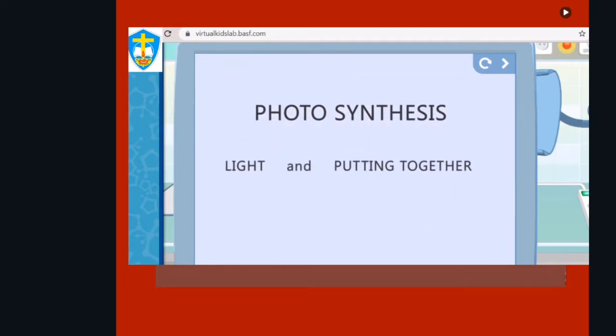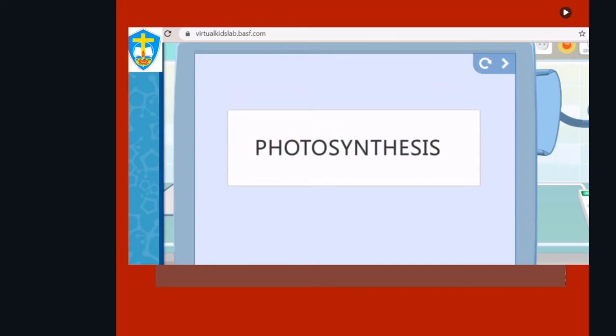Got it. So now we know that the plant needs light in order to put something together. That could be the energy it needs to survive. But let's take a closer look at what happens in photosynthesis in our experiment. Off to the material cabinet.